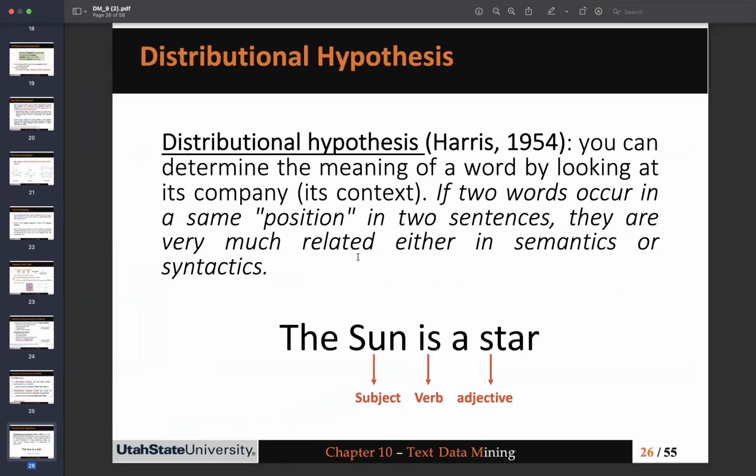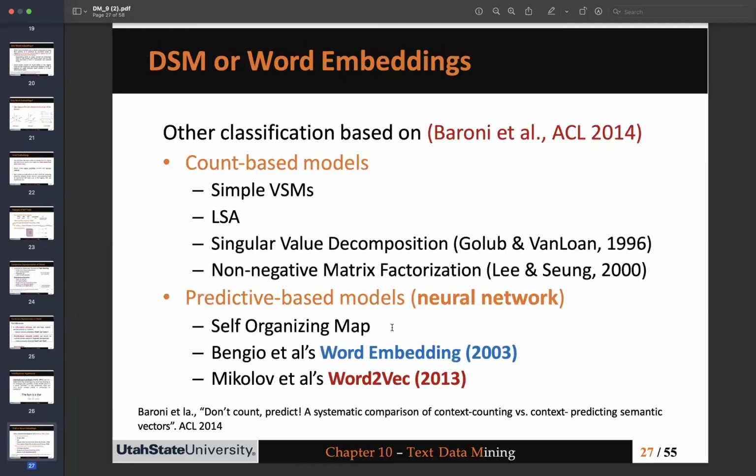Okay, so our distributional hypothesis, Harris 1954. Again, this is the same example that I've given earlier. The sun is a star, so I already know that sun is the subject, is is the verb, and star is the complement. If you replace the word sun here, you have an idea about what kind of alternate words in the dictionary you could use in addition to sun. So two words live in the same context if they are semantically similar.